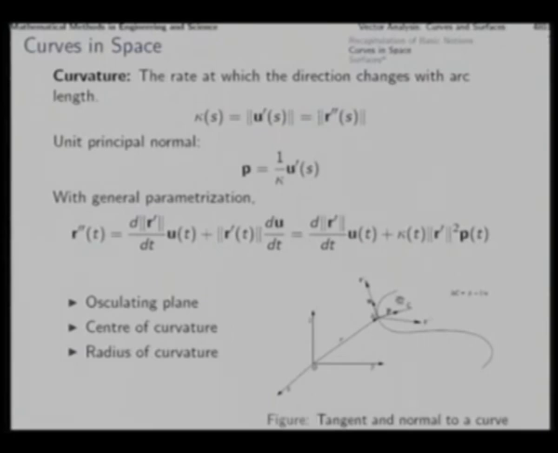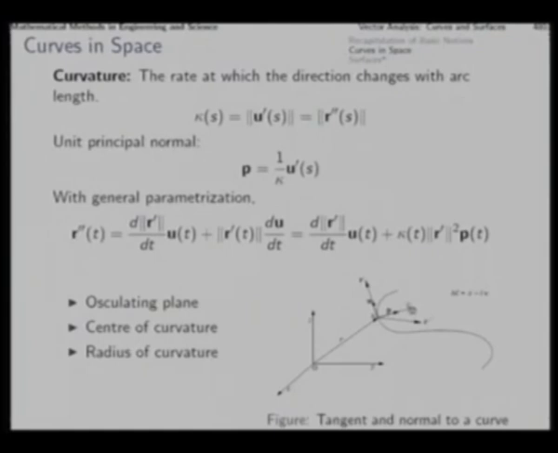Why center of curvature? Because locally around this point, you can represent the very close neighborhood of the curve by a circular arc, the center of which is at c. Okay.